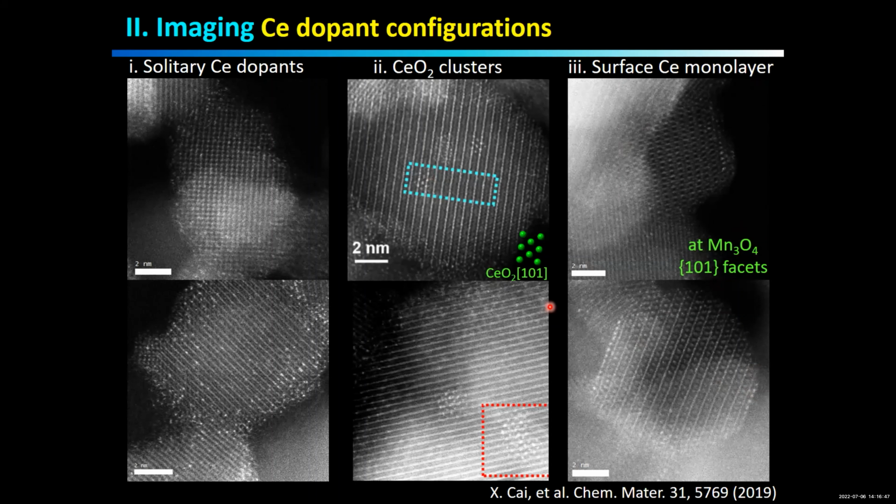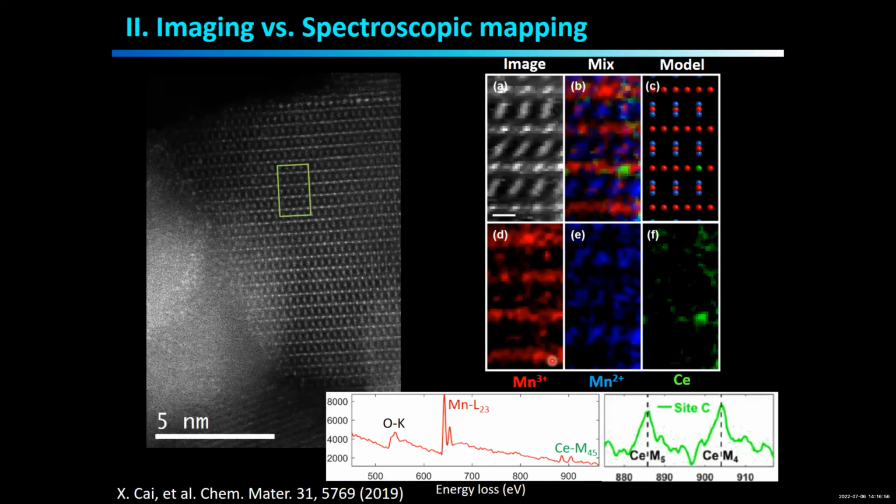However, only after we compare with spectroscopic mapping, we realize that not all the dopants are detected by this high resolution image. So as shown in this area, it appears there's no dopant in this region, but when we apply this atomic resolution EELS mapping, we can clearly identify this cerium dopant located at this position. So this indicates EELS mapping offers much higher sensitivity compared to the high resolution STEM imaging.